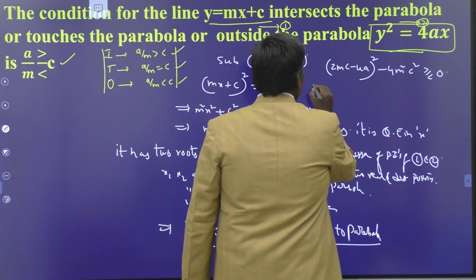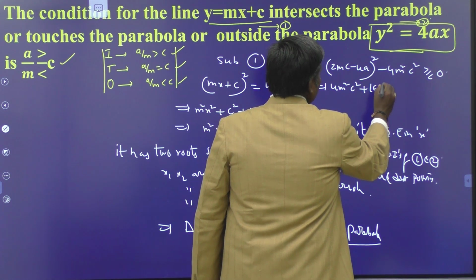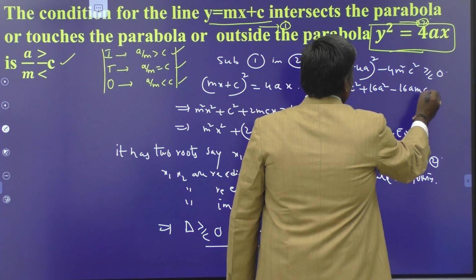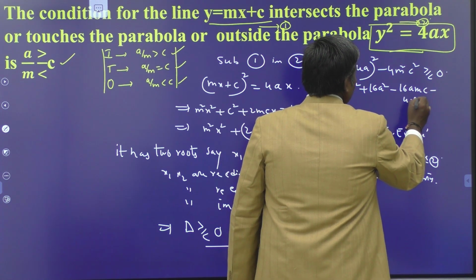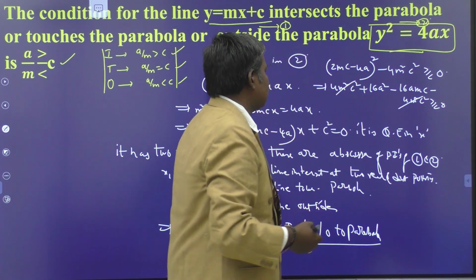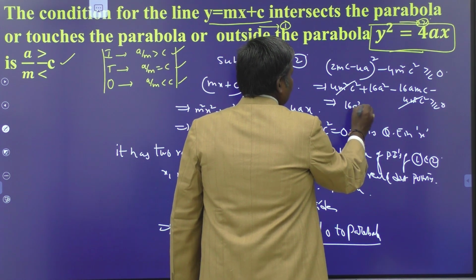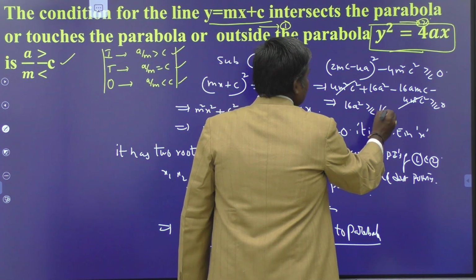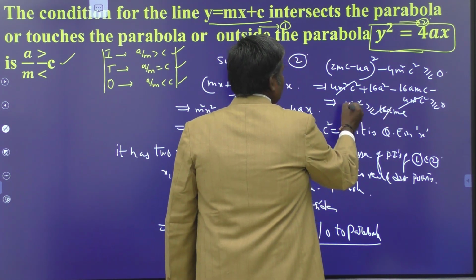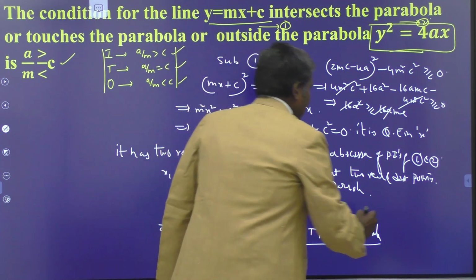Now expand this one, what do we get? 4m square c square plus 16a square minus 16amc minus 4m square c square is greater than, equal to, or less than 0. 4m square c square cancels, which implies 16a square is greater than, equal to, or less than 16amc. My dears, a is never 0. We can cancel out 16a on both sides. a is greater than, equal to, or less than mc.